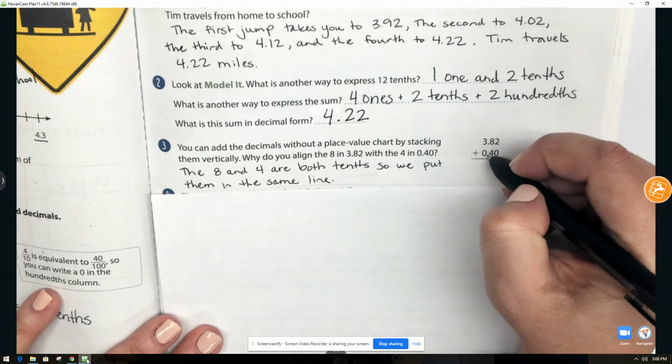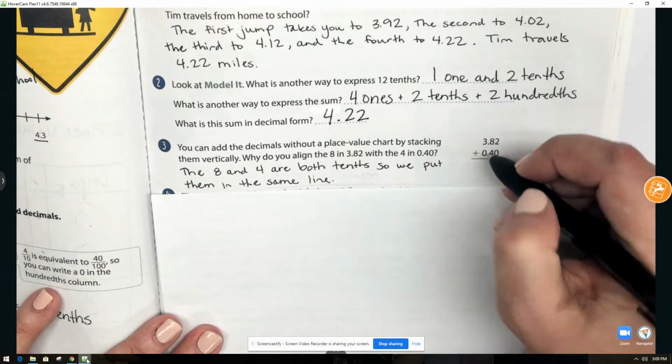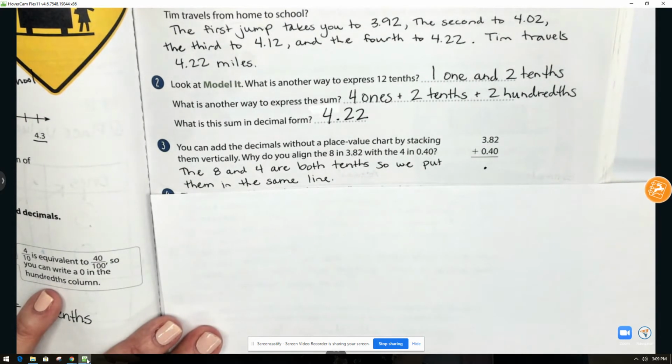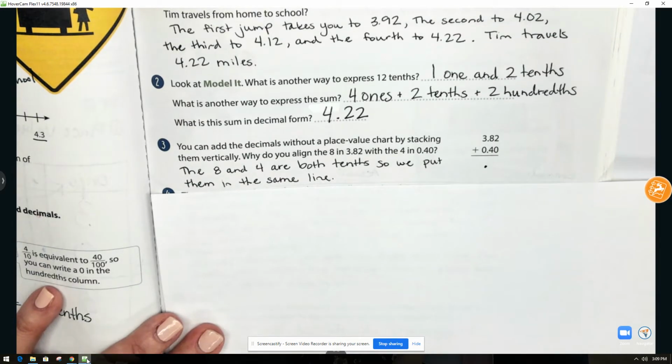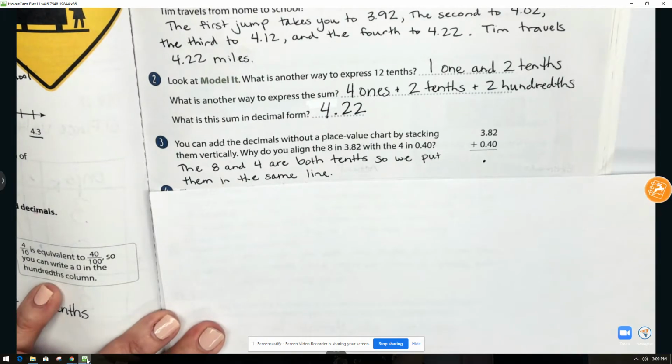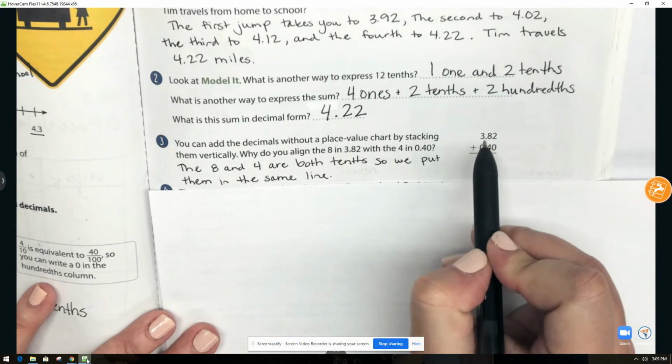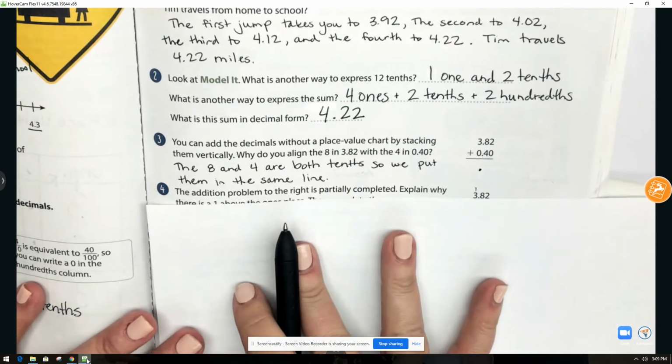As you notice, the decimals line up. When you're adding and subtracting, the decimal always lines up. It always stays in the same line. It's not the same way in dividing and multiplying, but when we add and subtract decimals, it always stays lined up. And then finally, we have our ones.